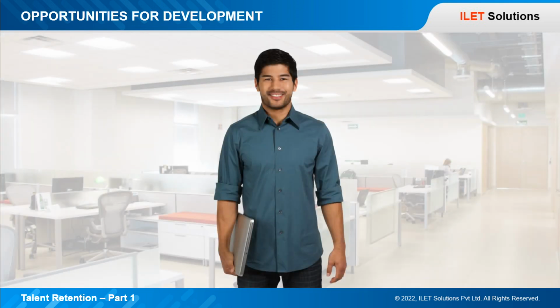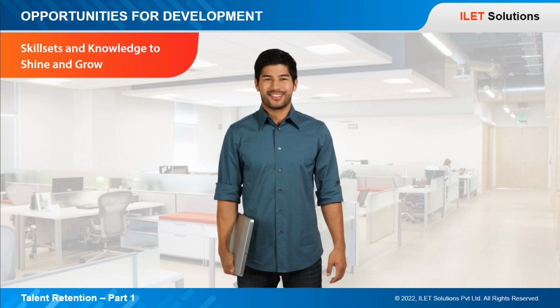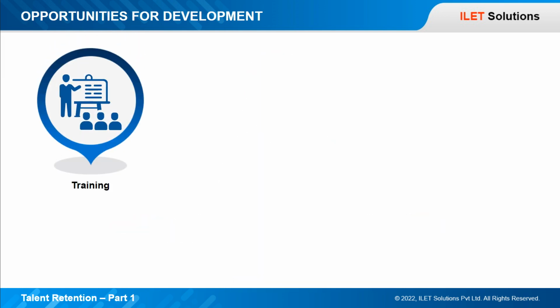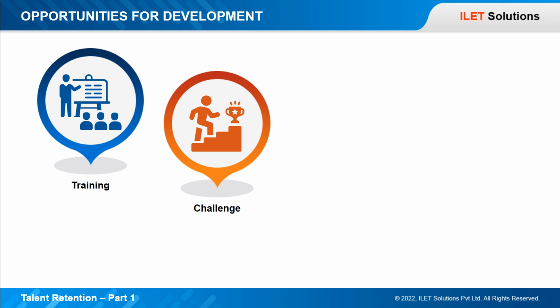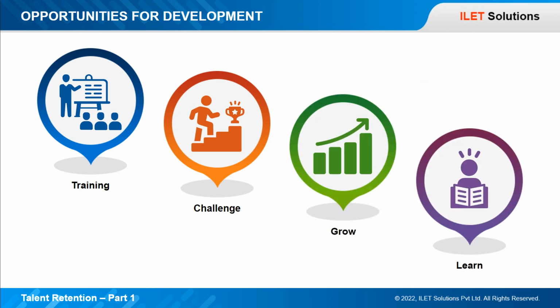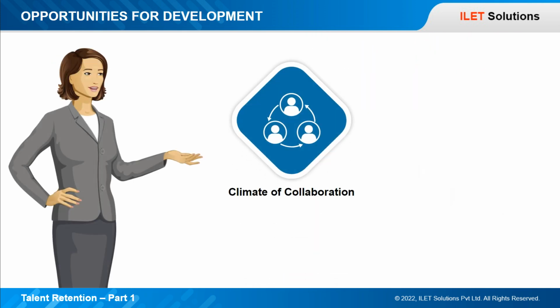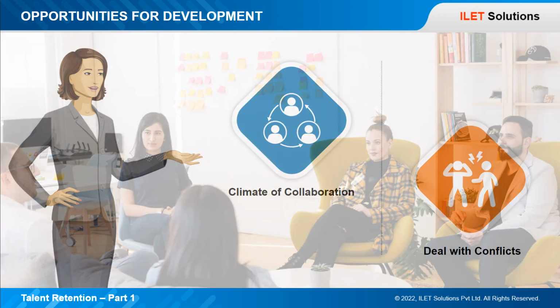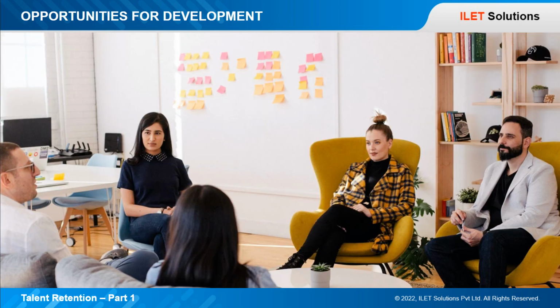Every employee looks for opportunities where they can use their skill sets and knowledge to shine and grow. It is important as a leader to provide the circumstances and the opportunities where people can be challenged and can continue to grow and learn. It is important to foster a climate of collaboration and deal with any conflicts right away, so they don't foster and become a problem. Provide the right type of leadership. Besides feedback to the individual, also include them in decision-making so that they feel engaged.